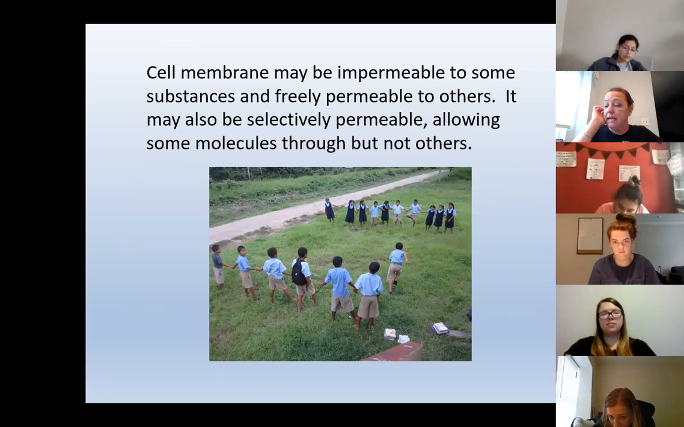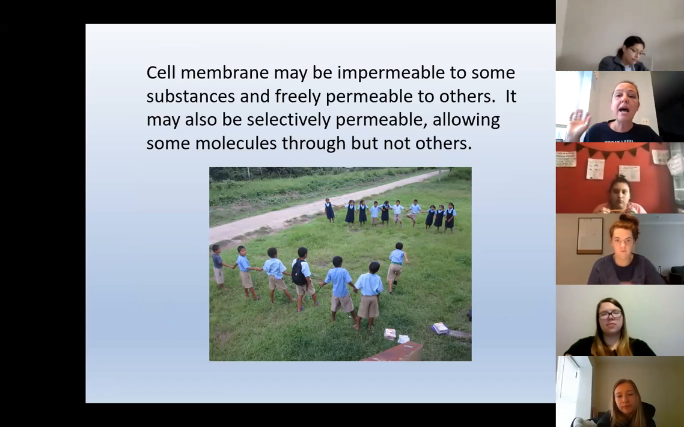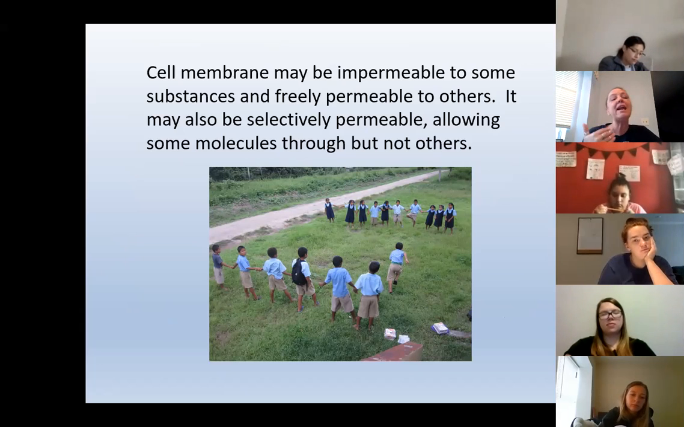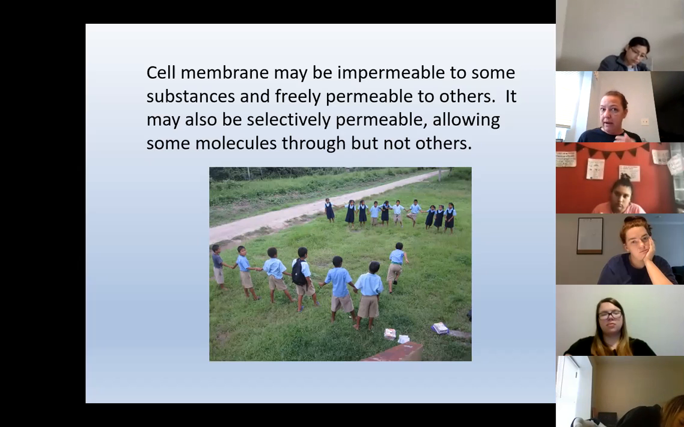So here's a great example of the cell membrane. I'll explain what's going on here in just a second. So my cell membrane can be what we call impermeable, meaning that we have some substances that cannot pass through our membrane, no matter what. We can have some things be semi or selectively permeable, meaning that it only allows certain things back and forth through. Or it could be freely permeable, meaning everybody's allowed to come in, it doesn't really matter.